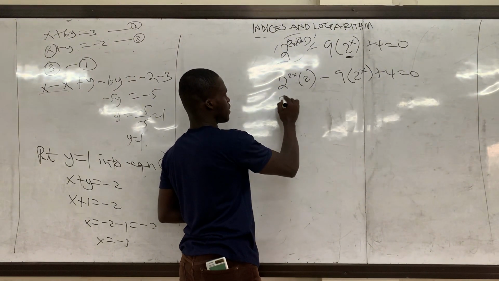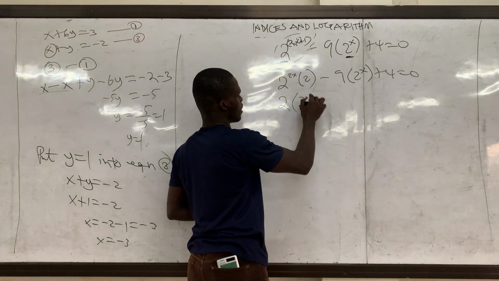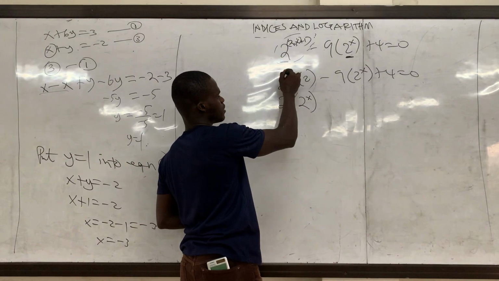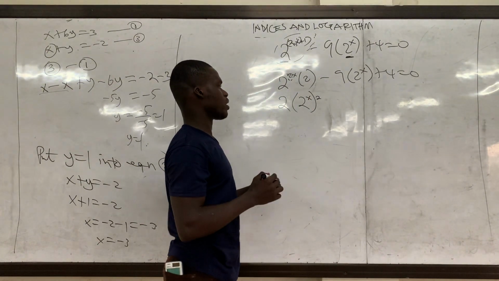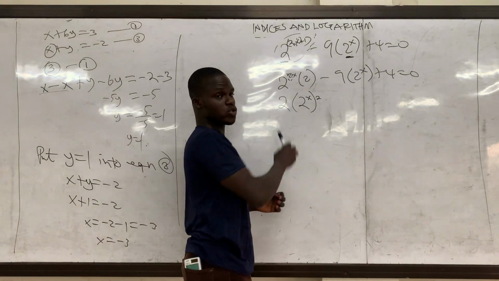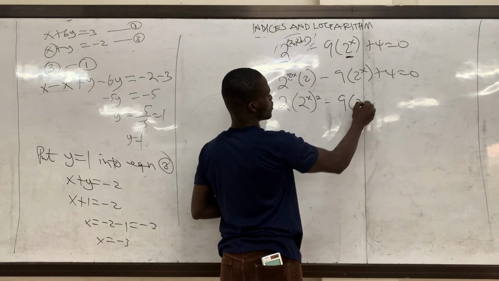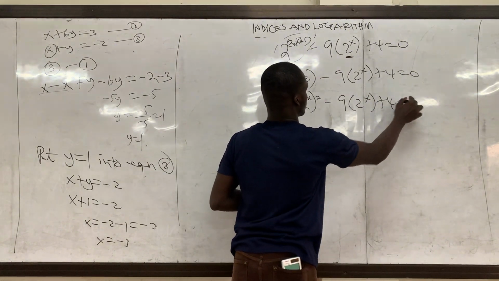Let me write this 2 first. 2, and then over here, I'm going to write it like this. 2 exponent x, then I write this 2 outside the brackets. Because after all, we studied from indices that this x can multiply this 2 for us to get a 2x from here. So minus 9, 2 exponent x plus 4 equals 0.